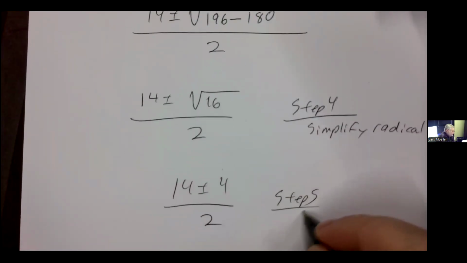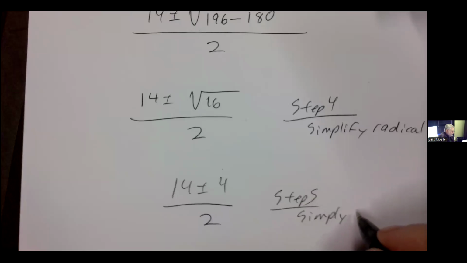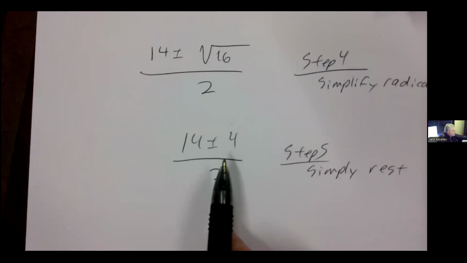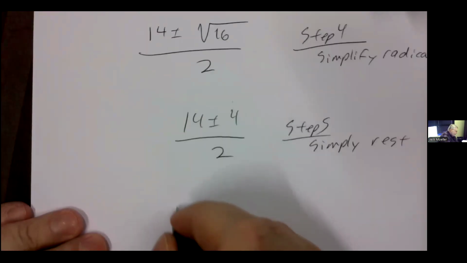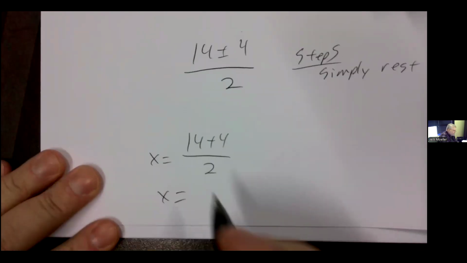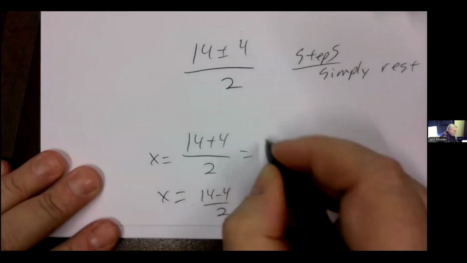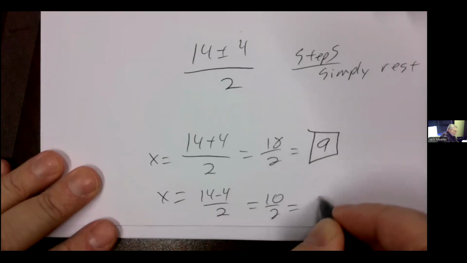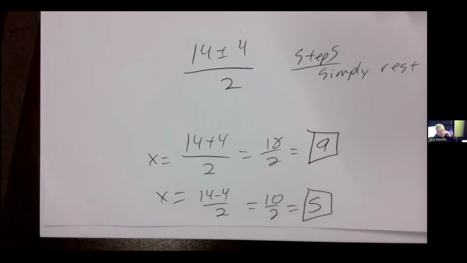Step 5 is simplify what's left over. Now, if the radical turned out to be a whole number, here's what you need to do: split this up into two answers with a plus or minus. It'd be x equals 14 plus 4 over 2, and x equals 14 minus 4 over 2. If you have an i or a radical left over, then splitting up the plus or minus doesn't help, and we'll do examples like that.